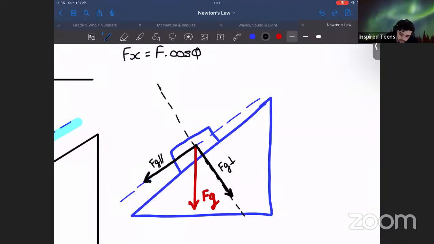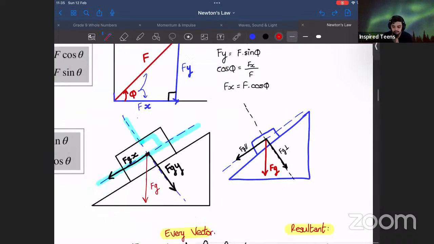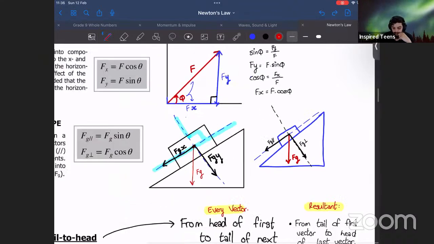Okay, and that's when we use the head-to-tail method to move this one there to complete the triangle. Obviously now it looks a bit weird because I drew my FG parallel way too long. But yeah, it creates this triangle, and that is the theta that we work with here. Sorry for the mess. But that's basically the components. So you can use FGX, FGY, or FG parallel, FG perpendicular.